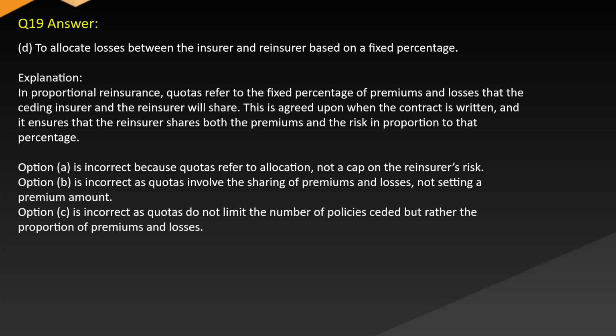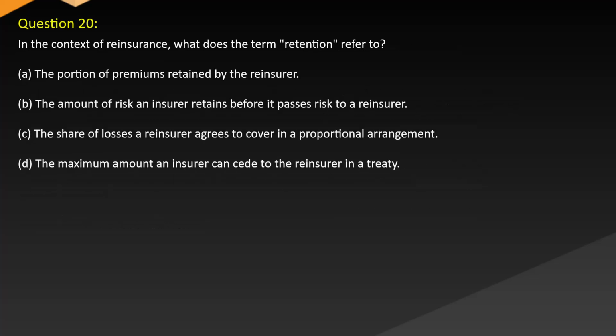Option A is incorrect because quotas refer to allocation, not a cap on the reinsurer's risk. Option B is incorrect as quotas involve the sharing of premiums and losses, not setting premium amount. Option C is incorrect as quotas do not limit the number of policies ceded but rather the proportion of premiums and losses. Question 20. In the context of reinsurance, what does the term retention refer to?